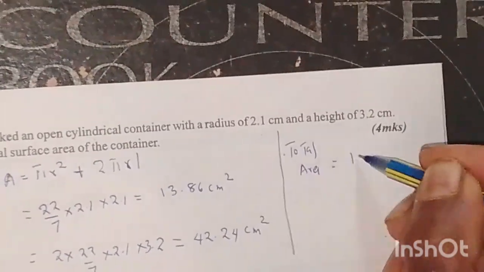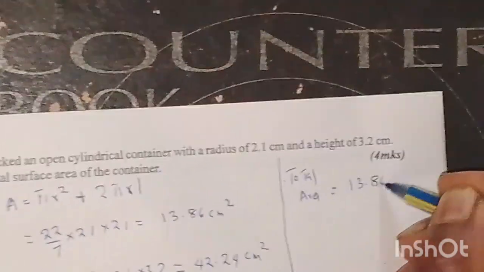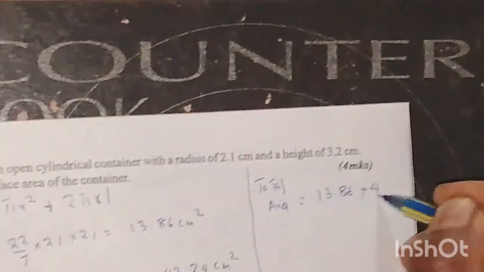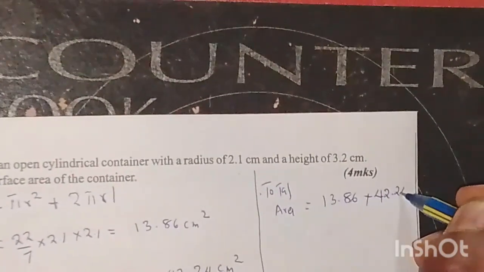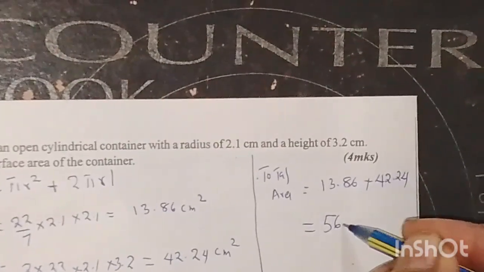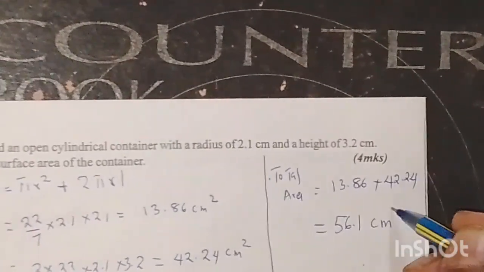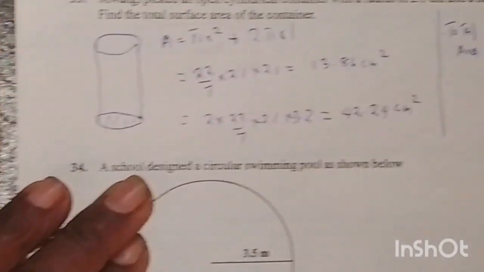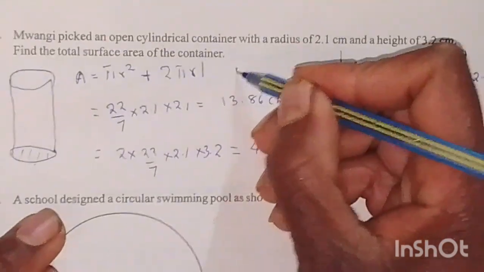Therefore, the total surface area will be 13.86 plus 42.24, and the answer to this is 56.1 centimeters squared. The question demanded 4 marks. The formula is 1 mark.